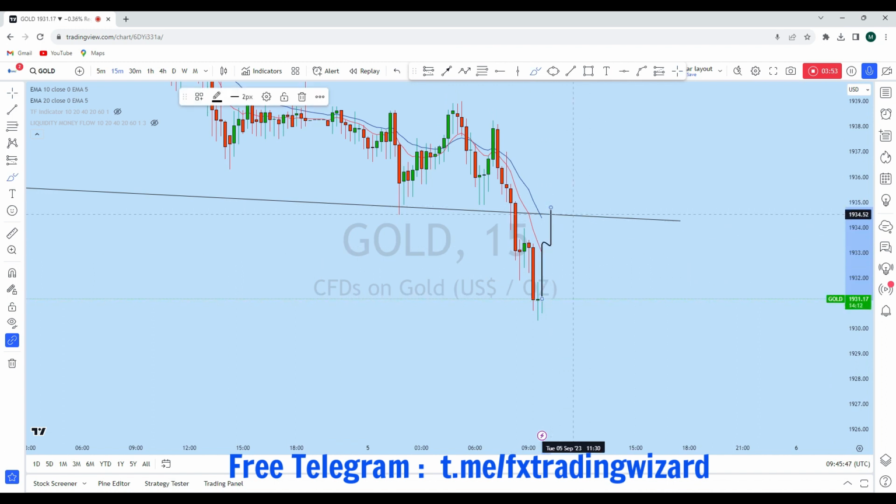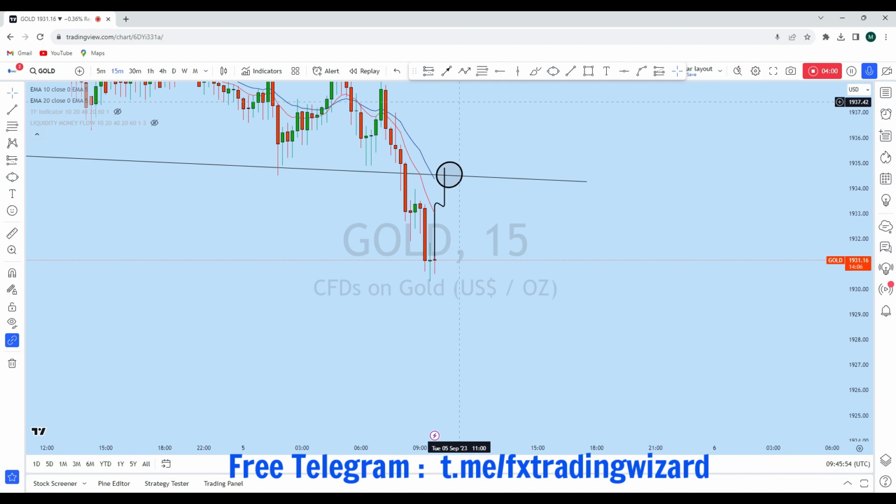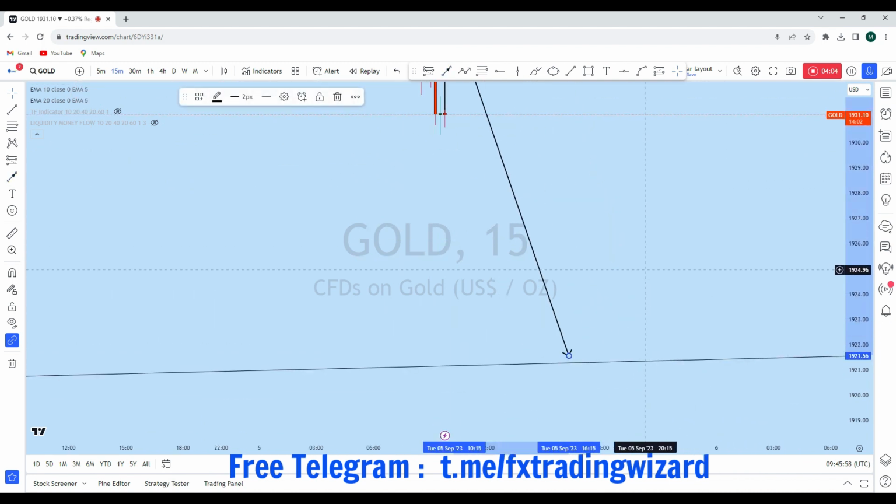If we see that gold has broken this structure again and has given us another entry opportunity along this zone, we will consider going short on gold with a high probability trade setup.